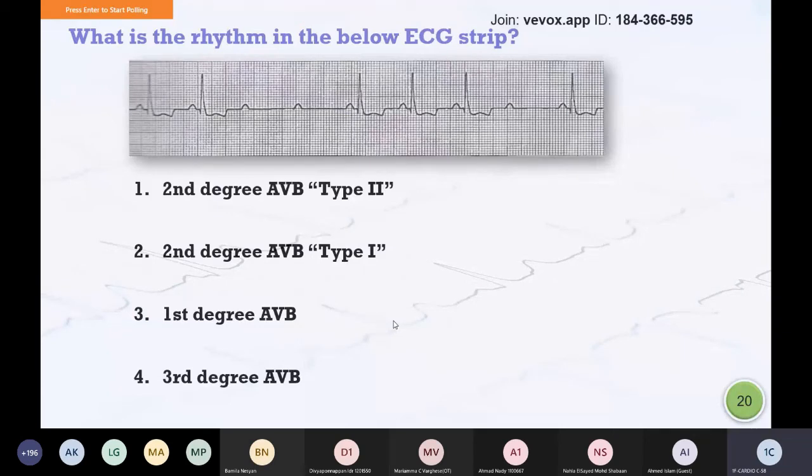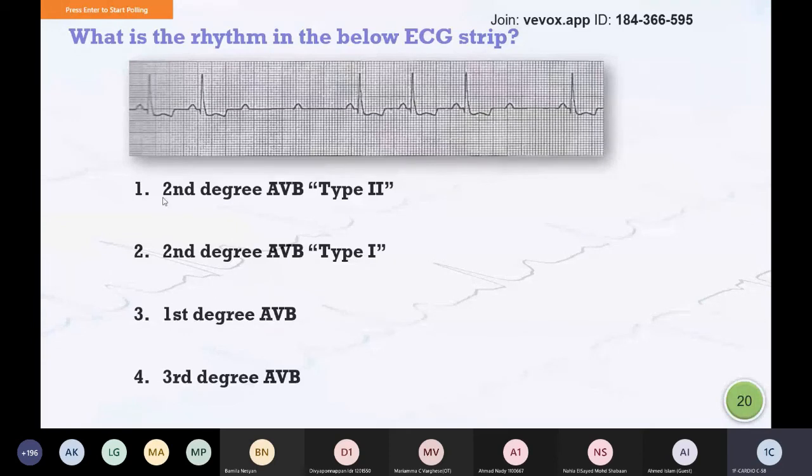If you ask me personally, I would rule it out. Why? Because in the first degree, you should always have a P wave with an accompanying QRS. But in this strip, you have a P wave here without a following QRS. This one also comes without a following QRS. So we can never call this one first degree.